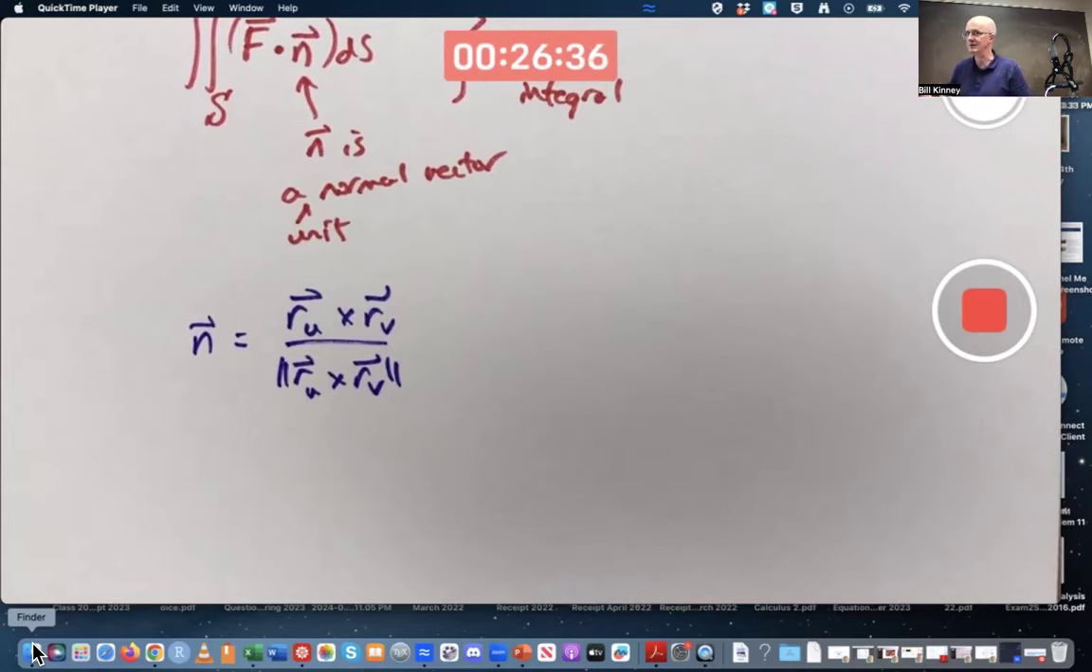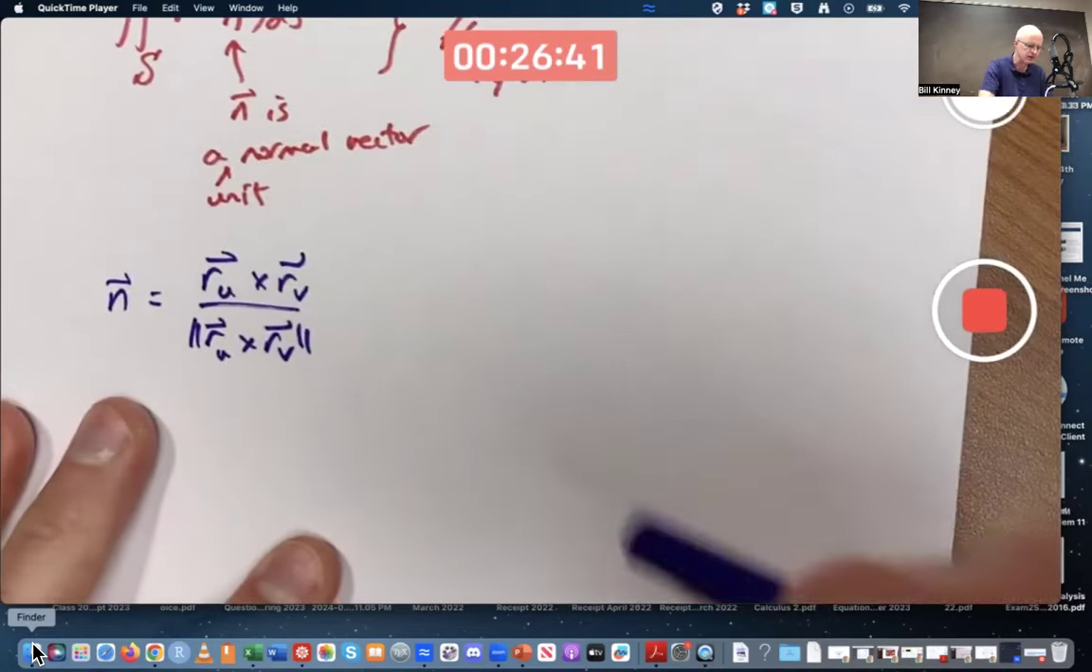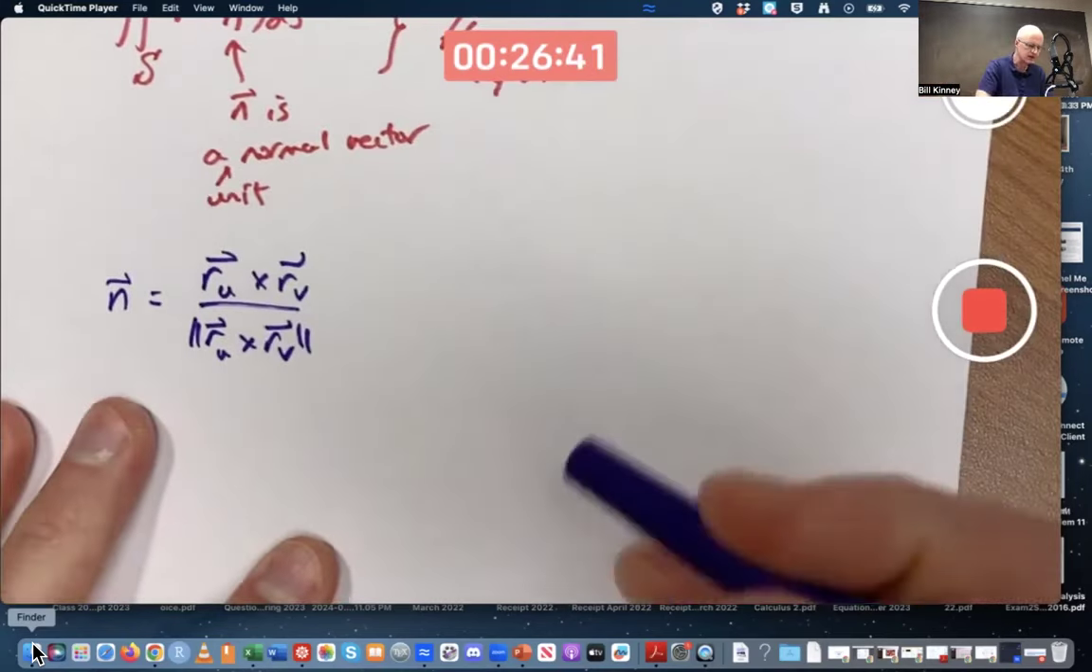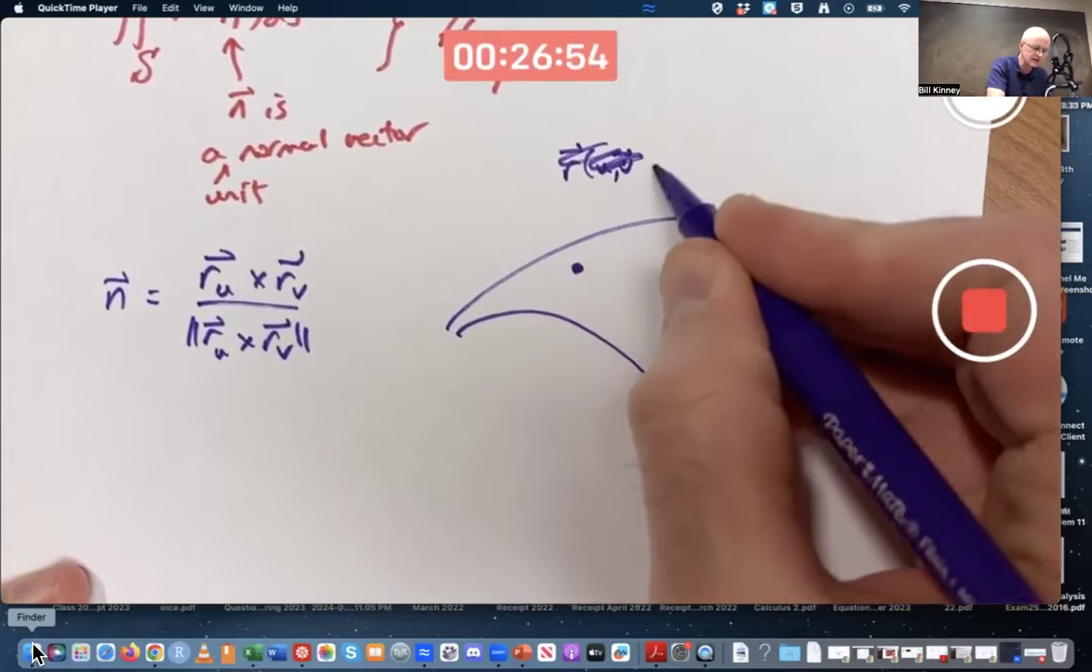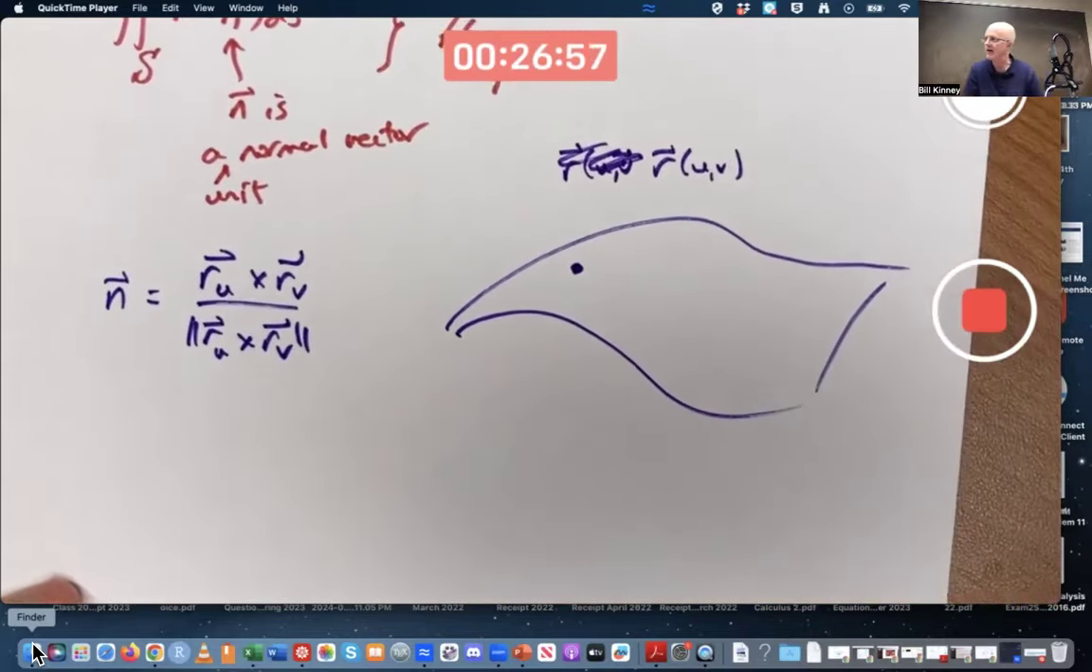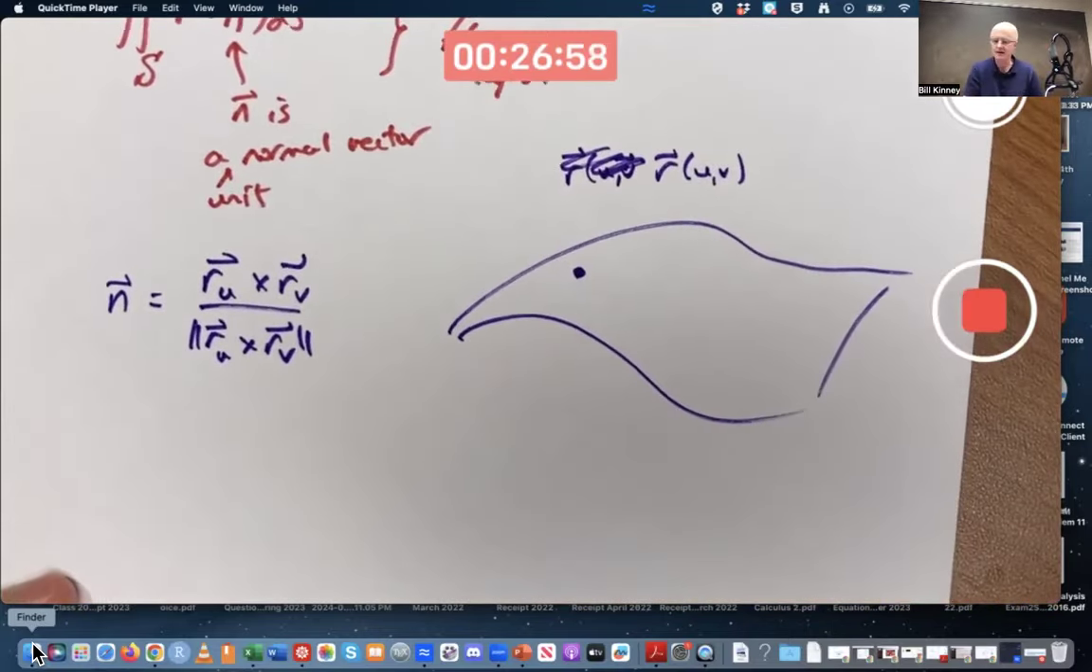RU and RV are tangent to the surface. They parameterize the surface. Dare I try to make a picture? There's your surface. You're at a given point. R of UV parameterizes the entire surface as U and V vary, effectively creating unions of parametric curves, maybe as U varies that look like this, and unions of other parametric curves, say as V varies that look like this.